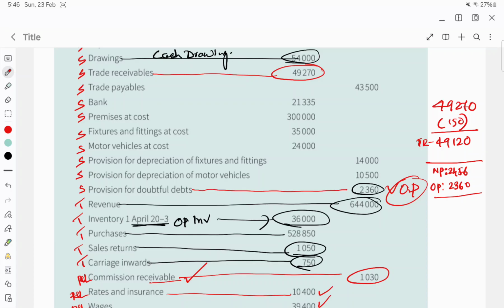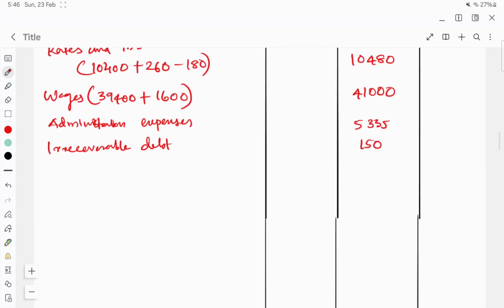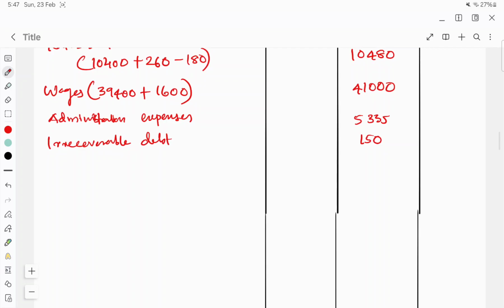If your new provision is less than your old provision, then it will be written as an income. Here you can see the difference: 2456 minus 2360 will be 96. Here the new provision is greater and the old provision is less. The new provision means 5% of the available trade receivable. So the 96 is treated as provision for doubtful debt. You can write here provision for doubtful debt.